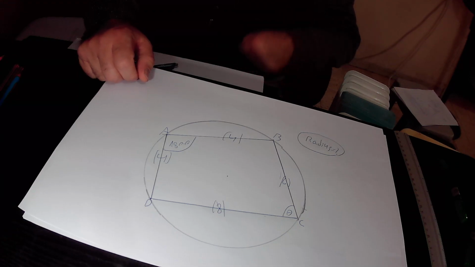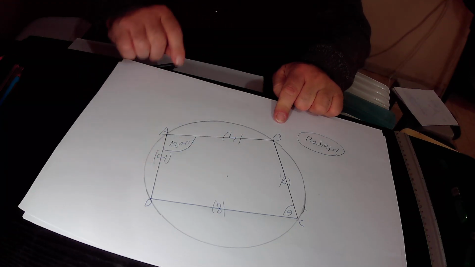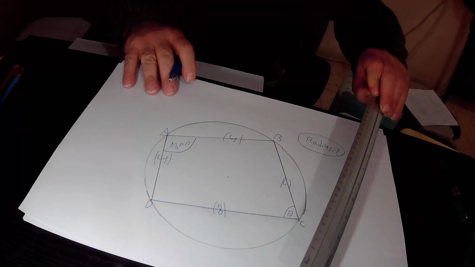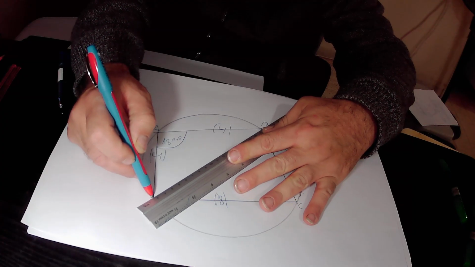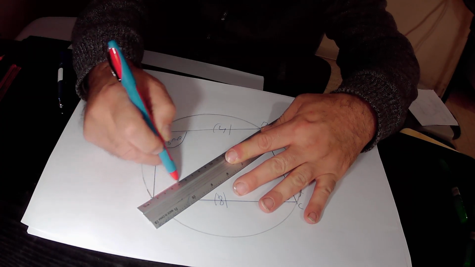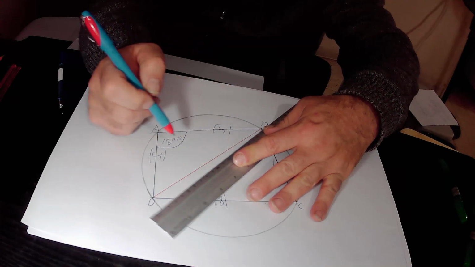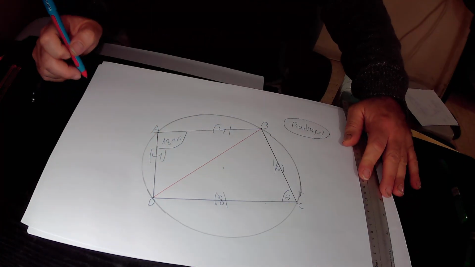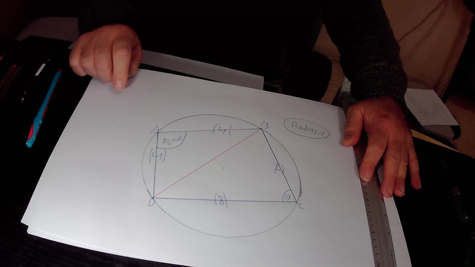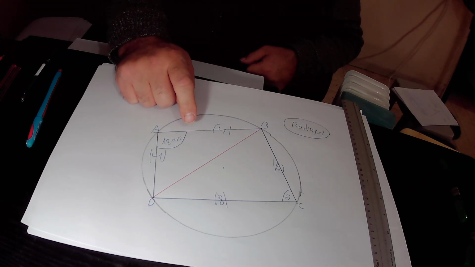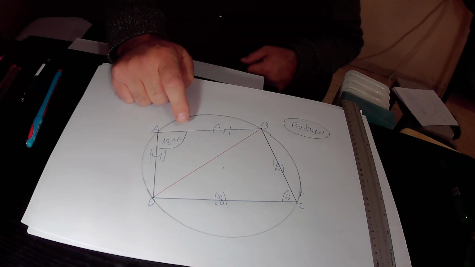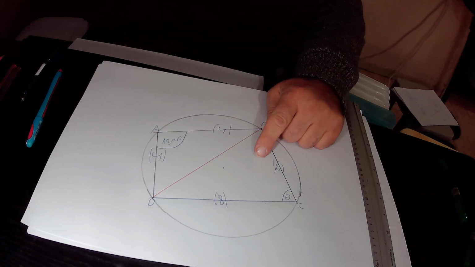So, in the next step, we join points B and D together. By joining points B and D, we divided quadrilateral ABCD into two parts. The first part is triangle ABD, and the second part is triangle BDC.